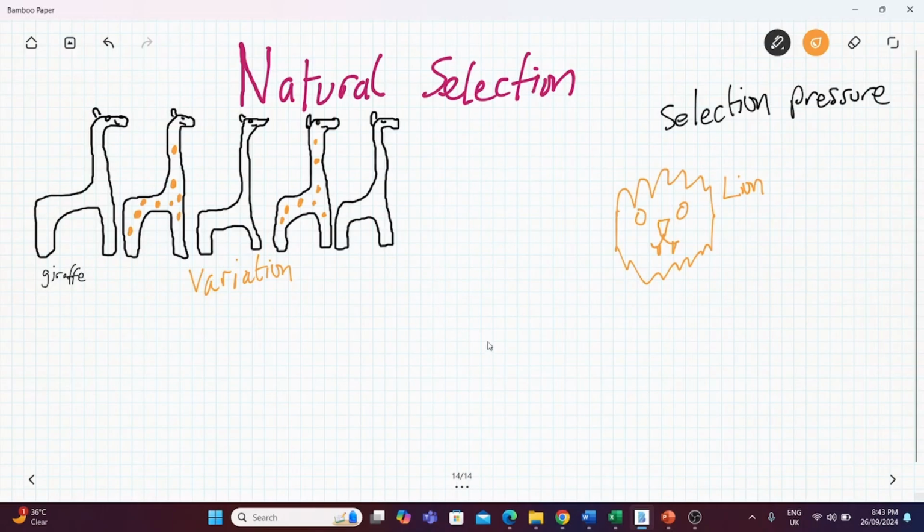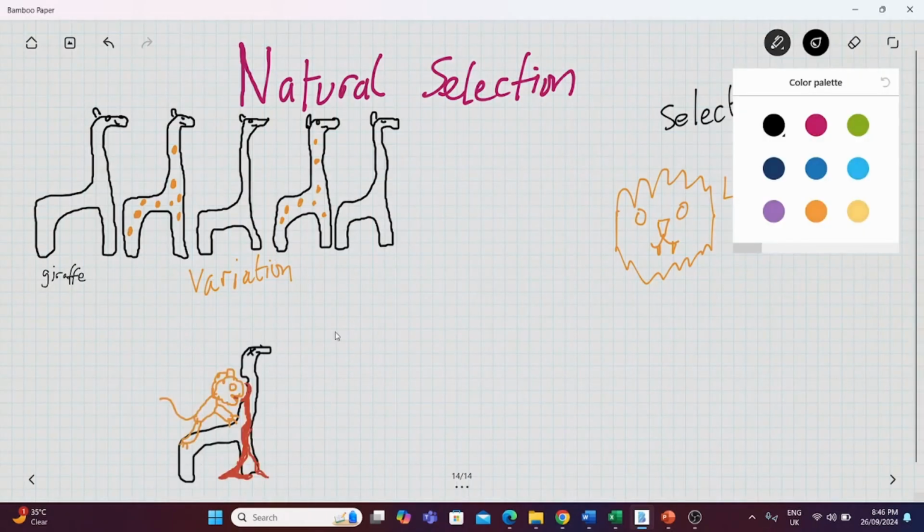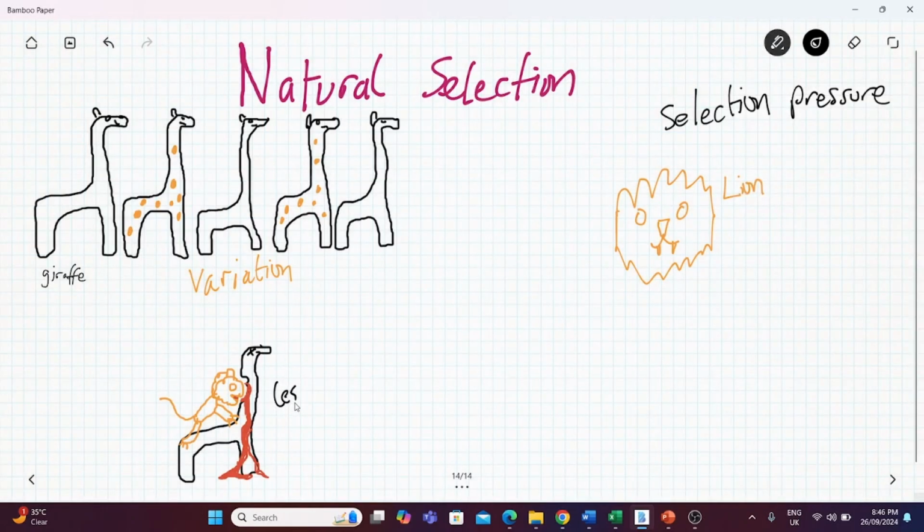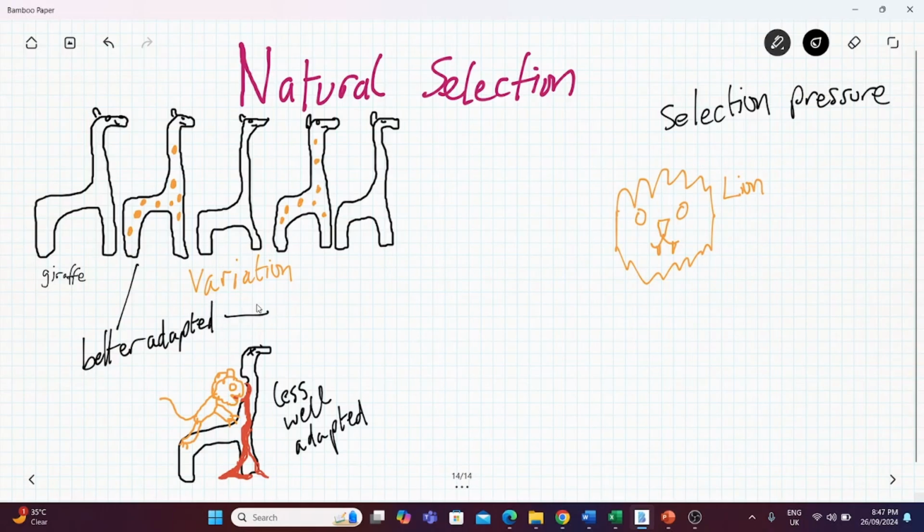So we have this situation. Here we have the lion killing the unspotted giraffe, because the unspotted giraffe is less well adapted. Now obviously if things start getting killed, they're going to have fewer children than the ones with the spots. So the ones with the spots, we say they are better adapted. Because they're less likely to be killed, they're more likely to have kids. Or as we say in science, they're more likely to have offspring.